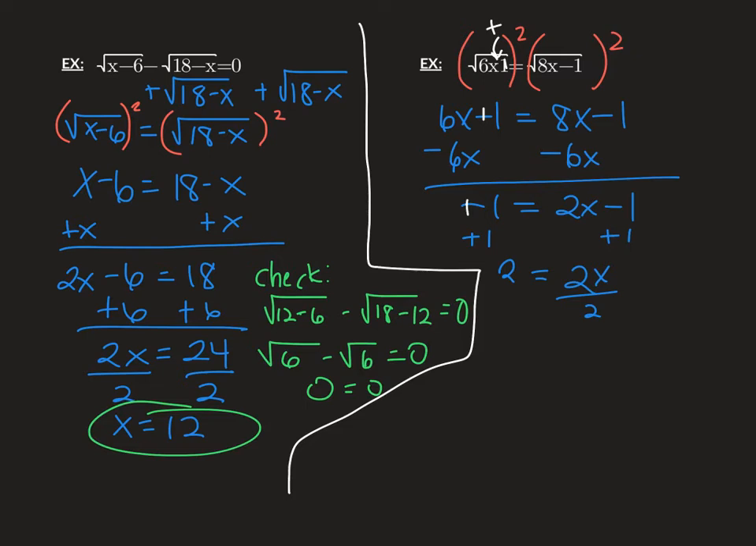And then divide by 2 on both sides. So we get x equals 1. Okay, so now I'm going to go through and check my work again. And these can be quick mental checks if you would like.